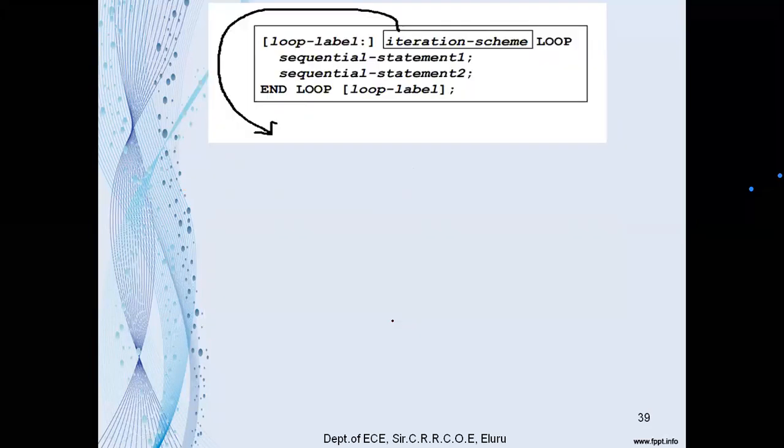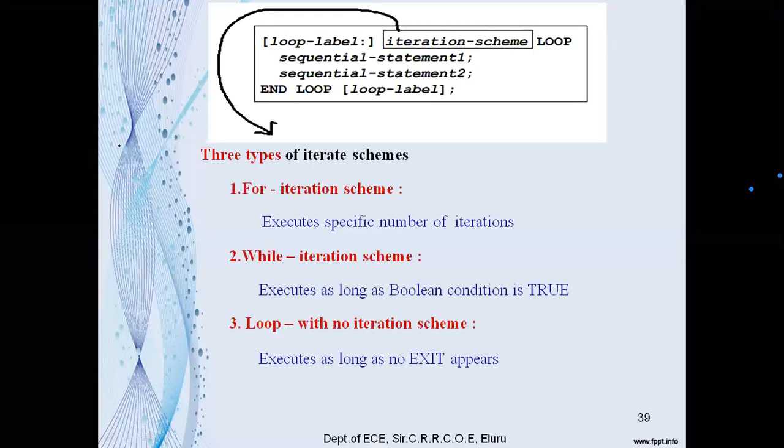But the very important thing to understand in the loop statement is this iteration scheme. There are 3 types of iteration schemes that are used in the loop statement. So what are they? The 3 iteration schemes are, one is the for loop. The for loop is one iteration scheme here.